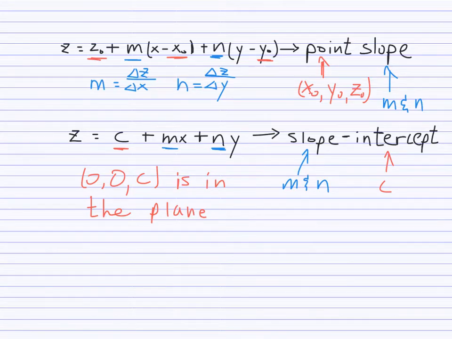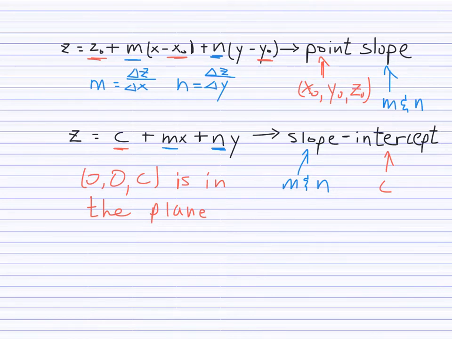All right, I was running out of space on my slide, so I decided to come over here to a new sheet. The first equation we wrote took this form, and we would call that the point slope form, right? Because we know one point in the plane, that can be any point in the plane, and we know our two slopes, right? Delta z over delta x and delta z over delta y. So the slopes in the x and y direction.